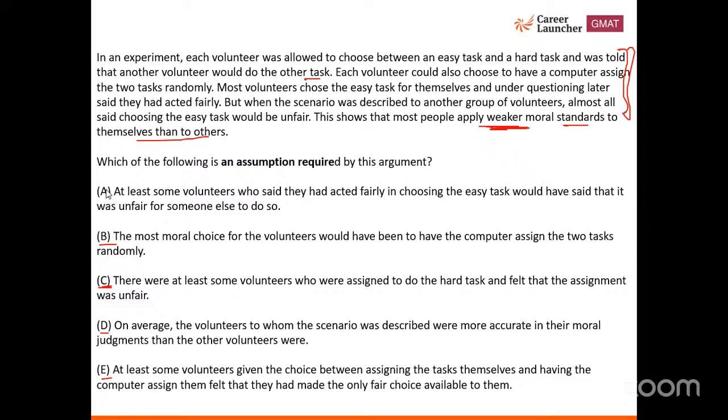And sadly, the only correct answer was A part, which no one has gone for. At least some volunteers who said that they've acted fairly in choosing the easy task would have said that it was unfair for someone else to do so. Meaning, people who believe that they've acted fairly in choosing the easy task would not have the same judgment when it was someone else's turn. Are we clear here, everyone?